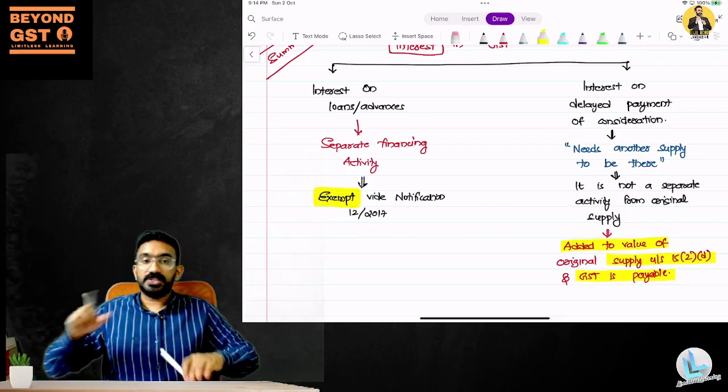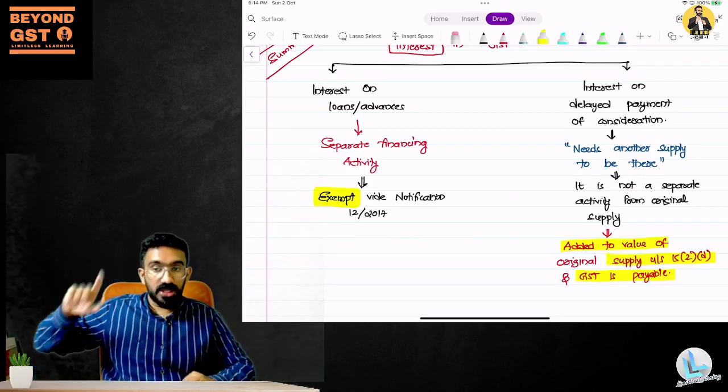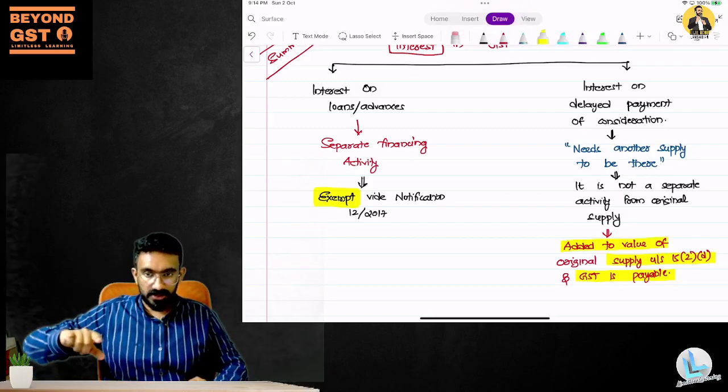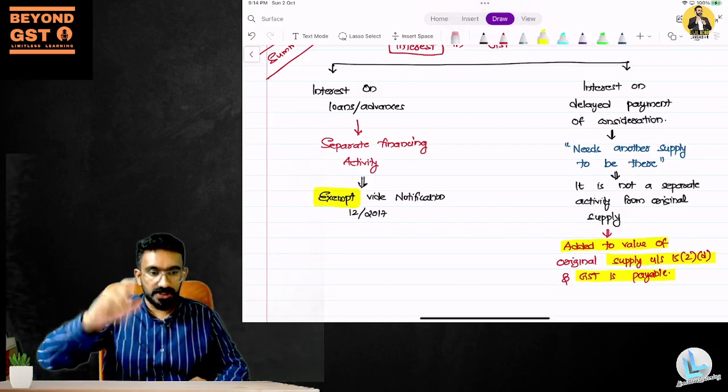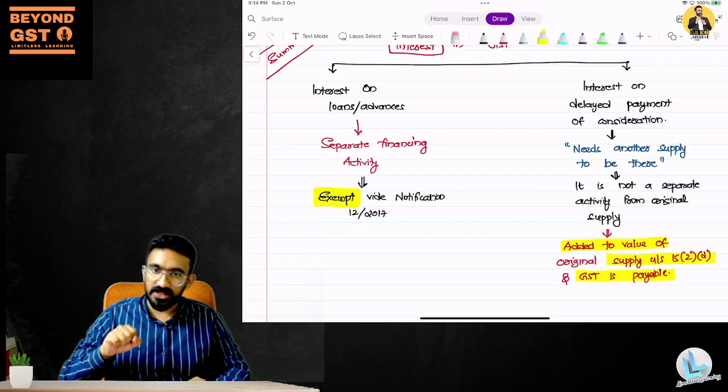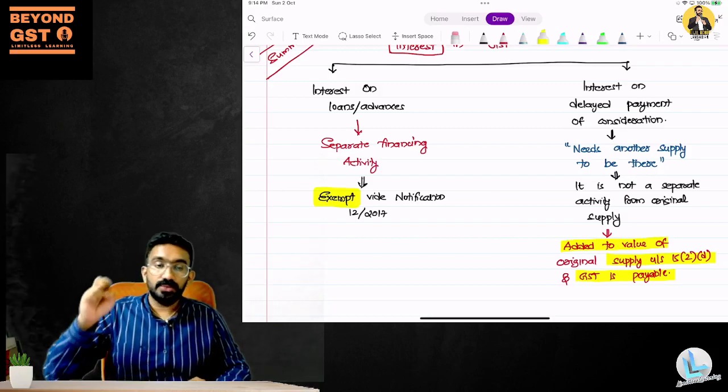Say, in the first case I told you, Anjana wants to borrow 50,000 from me. She borrowed 50,000 and she's paying with interest. Is that interest taxable? No, it's exempt. Now, what does she want?